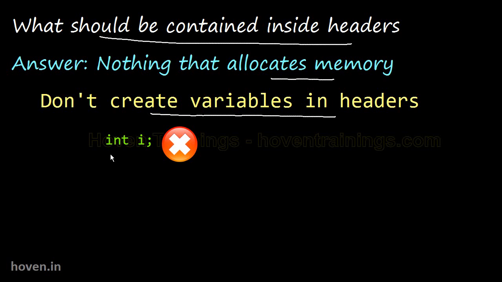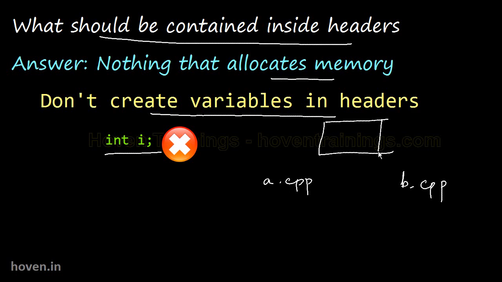This statement inside a header will cause a multiple definition error if this header is included in two or more CPP files. Suppose this is one file a.cpp and this is second file b.cpp, and this is a header in which we write int i. This header is included here and this header is included here.